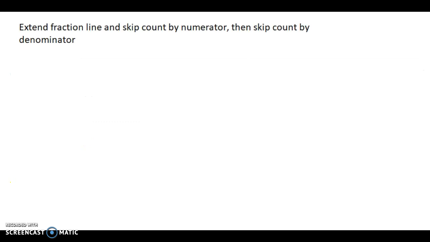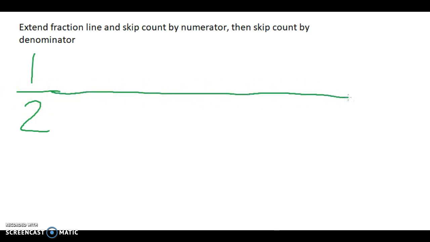Another strategy for determining equivalent fractions is to extend the fraction line and skip count by the numerator, then skip count by the denominator. So if we have the fraction 1/2, our fraction line is right here in the middle, so to extend that, we'll just continue to draw it out. Then we're going to skip count by the numerator. So the numerator here is 1, so we're just going to count by ones. So I'll go 1, 2, 3, 4. Then I'll move down to the denominator. This denominator is 2, so here I'm going to skip count by 2.